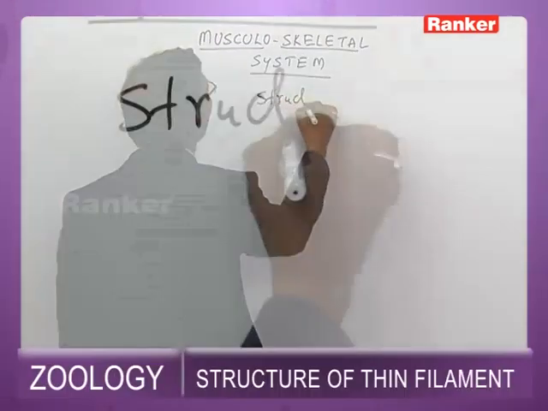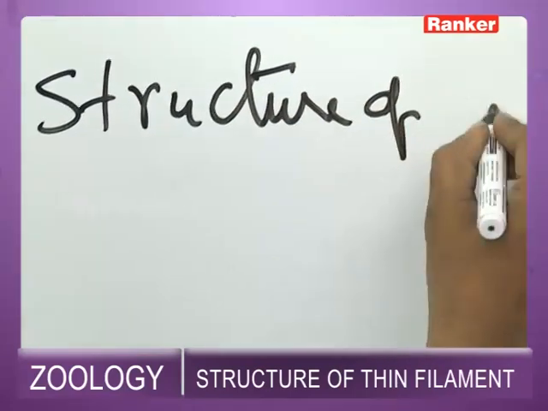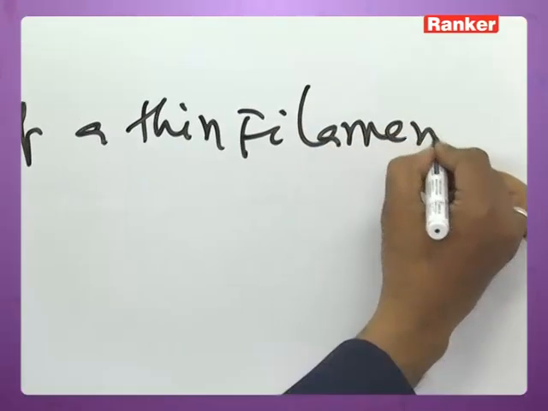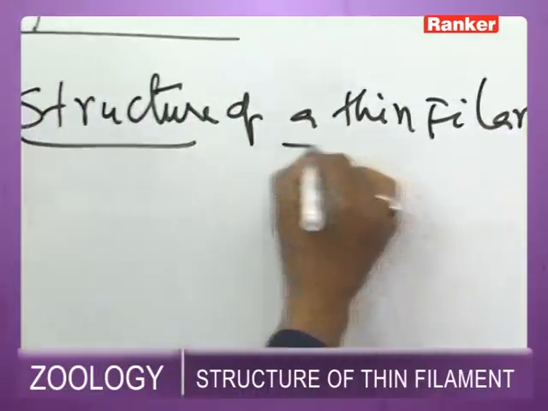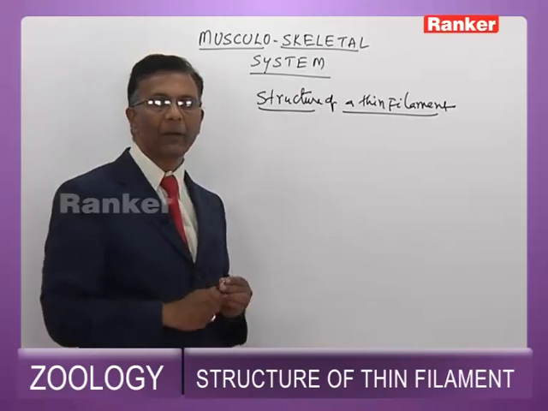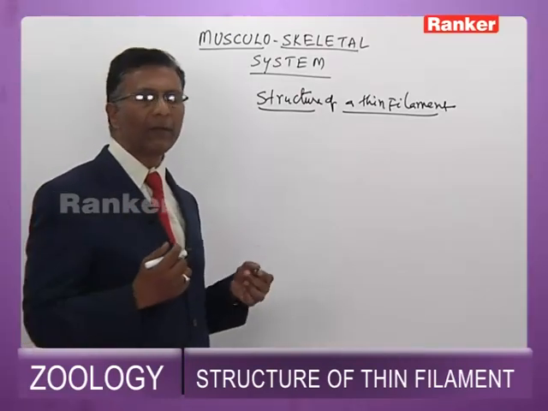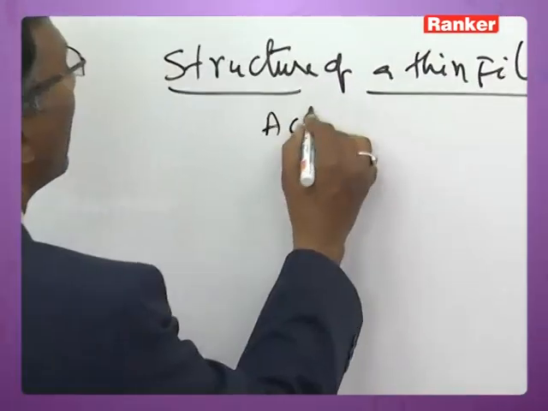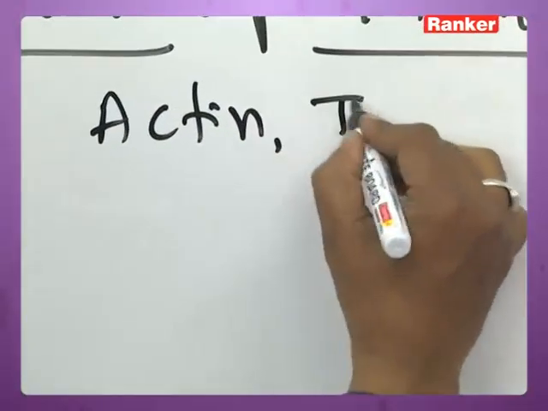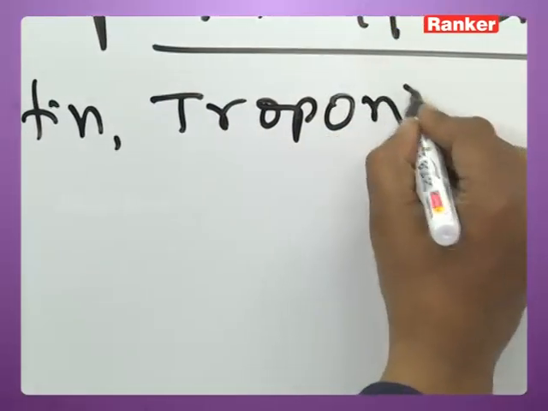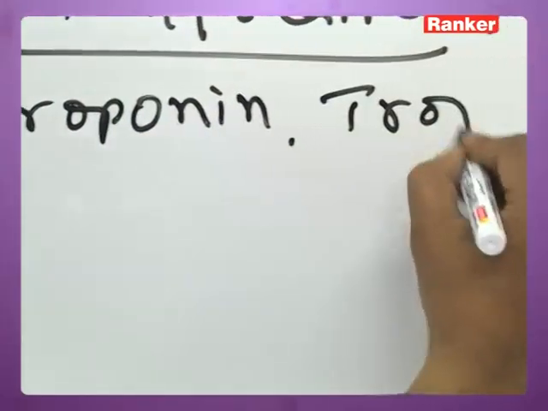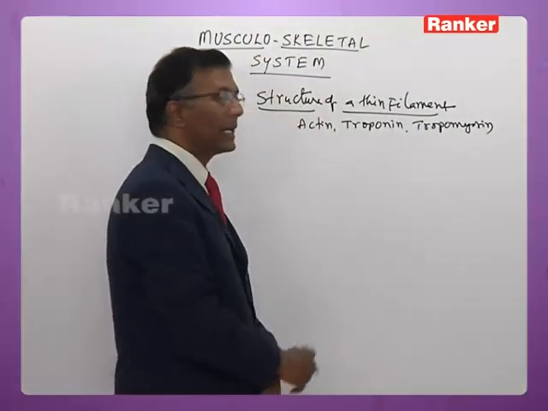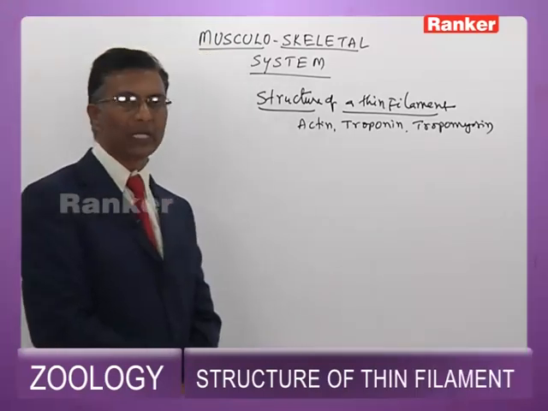Now we shall talk about the structure of a thin filament. As I made a mention earlier, the thin filament is made up of three kinds of proteins, namely actin, troponin and tropomyosin.